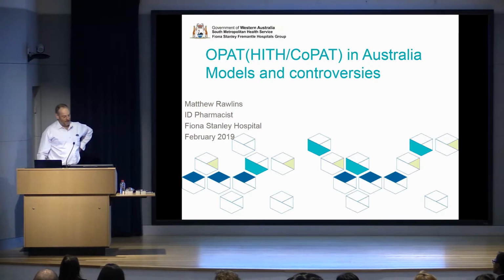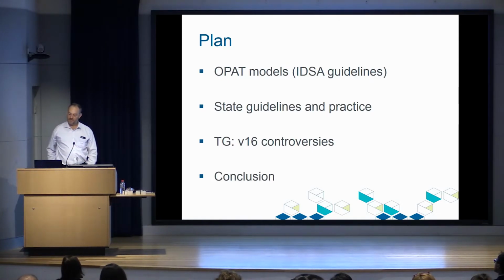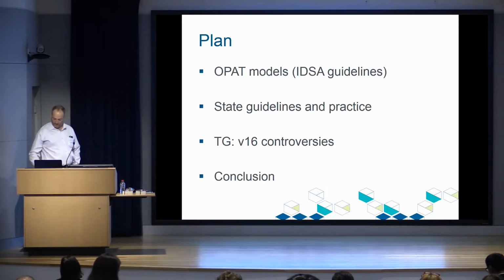So I'm going to go through some of the interesting things that we found when we were reviewing this topic for the next version of the therapeutic guidelines. First of all, a quick reference to the various OPAT models, very quick because you're all experts. A little bit on the various state guidelines, reinforced with some odd papers here and there. And then I'm going to have a few slides on controversies that we encountered during the therapeutic guidelines, and then a very brief conclusion.